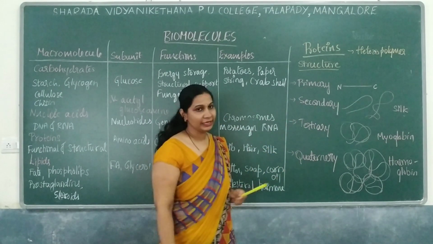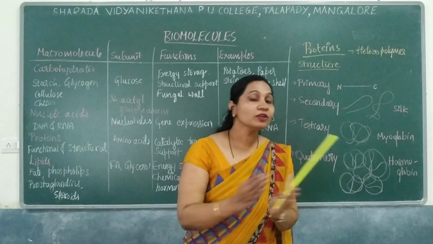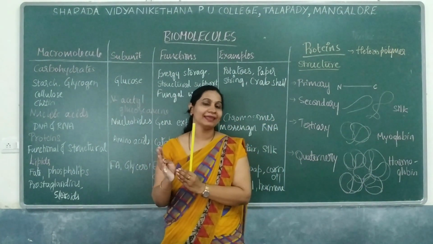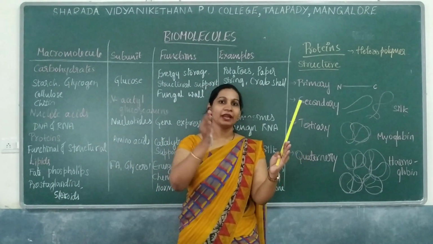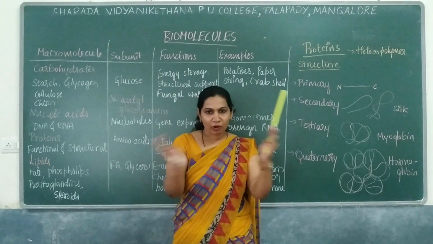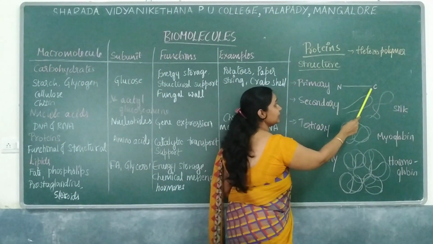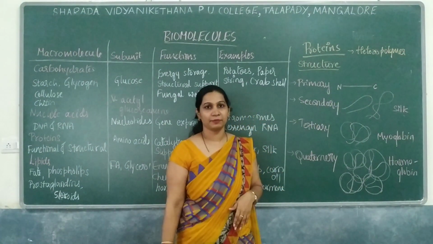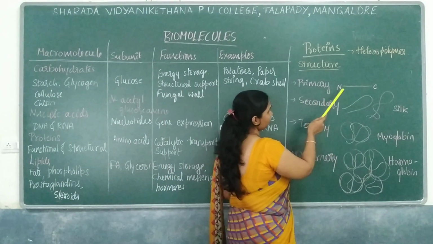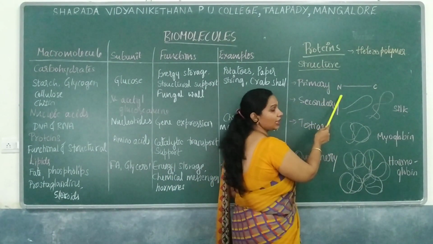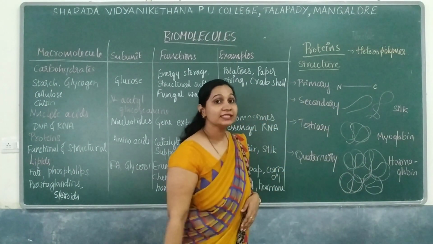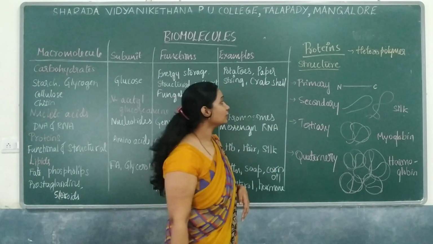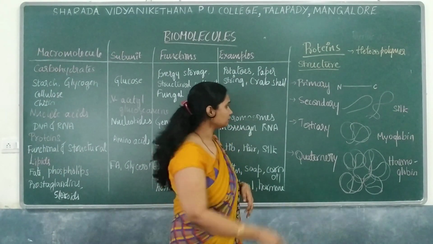So in the primary structure, as I told, amino acids are joined by peptide bonds and form dipeptide, tripeptide, polypeptide, where this polypeptide forms a linear structure, and that is the primary structure. Where the first amino acid is known as N-terminal, the last amino acid is known as C-terminal. Okay, so that is primary structure.